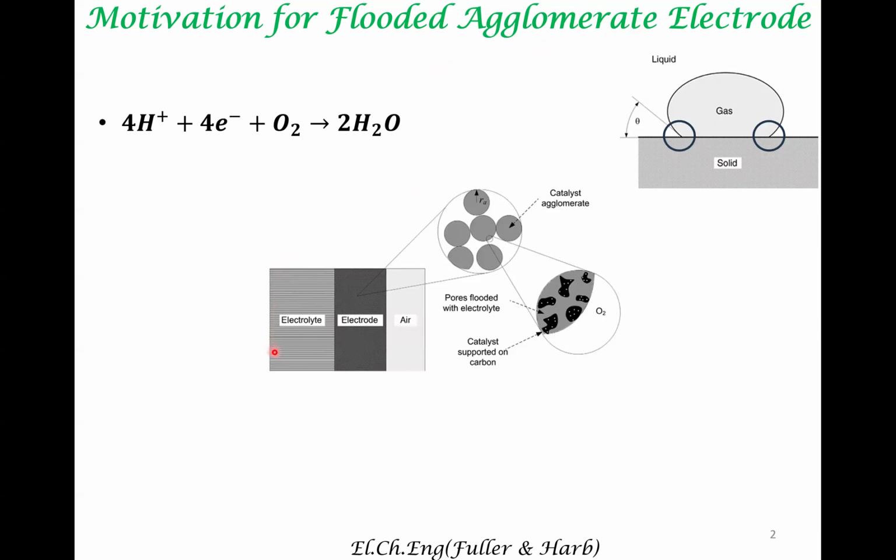What are we looking at in the schematic? So first, let's focus on this scale. In this scale, you have an electrolyte. So the electrolyte is a pure ionic conductor. On this side, you have air. What we are discussing here, the flooded agglomerate electrode, is present here. This is also a porous electrode, but if you magnify this particular region, this has many catalyst agglomerate particles.